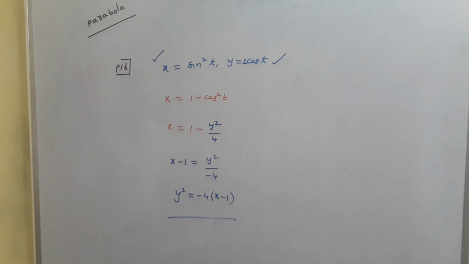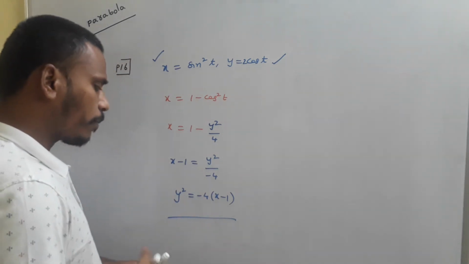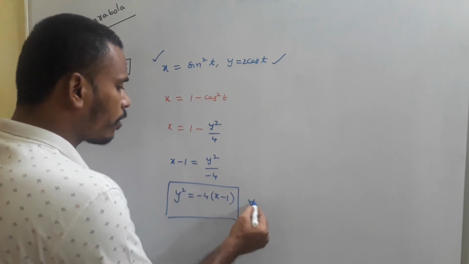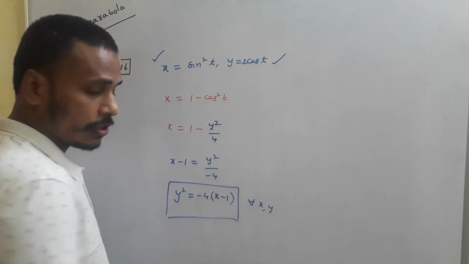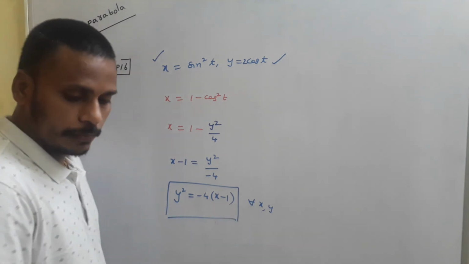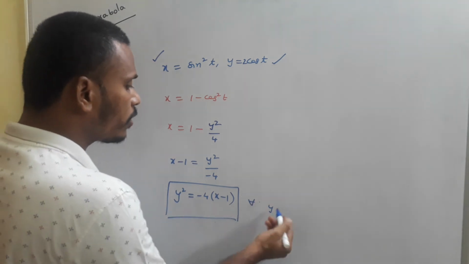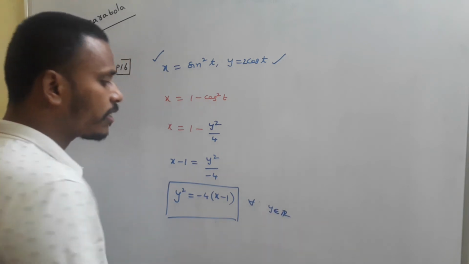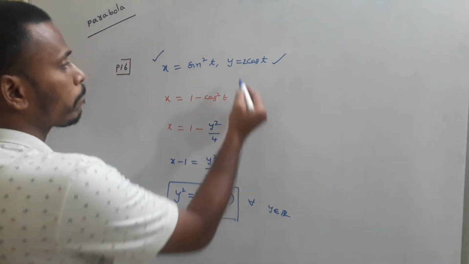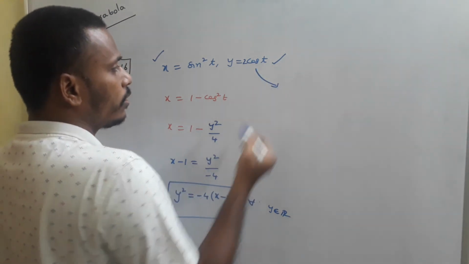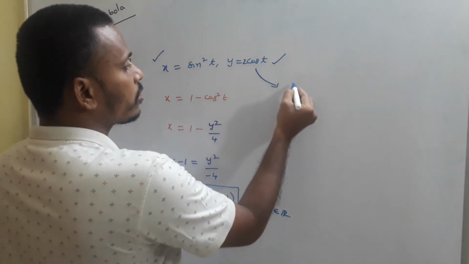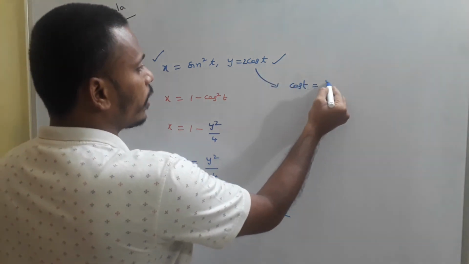Actually y square is equal to minus 4 into (x minus 1) represents a parabola for all x, y with the usual discussion. Okay, since y square is positive, there will again be a restriction on x also. But y is always a real number. Y has many chances, being a real number, we can take y plus 1. But here y is equal to 2 cos t is the given condition of the question. So cos t is equal to y by 2 as we selected.